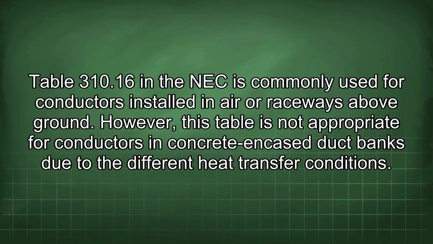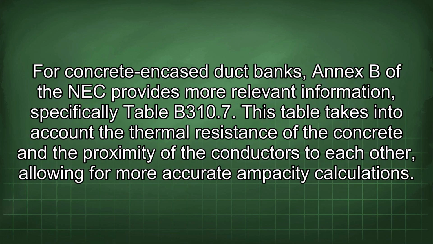Table 310.16 in the NEC is commonly used for conductors installed in air or raceways above ground. However, this table is not appropriate for conductors in concrete-encased duct banks due to the different heat transfer conditions. For concrete-encased duct banks, Annex B of the NEC provides more relevant information, specifically Table B310.7. This table takes into account the thermal resistance of the concrete and the proximity of the conductors to each other, allowing for more accurate ampacity calculations.